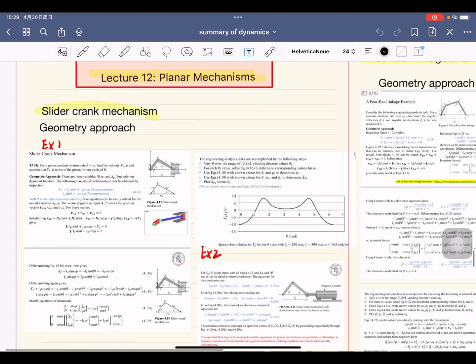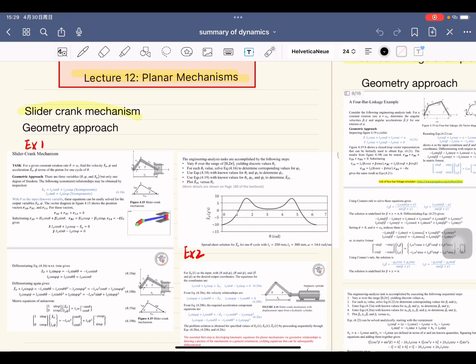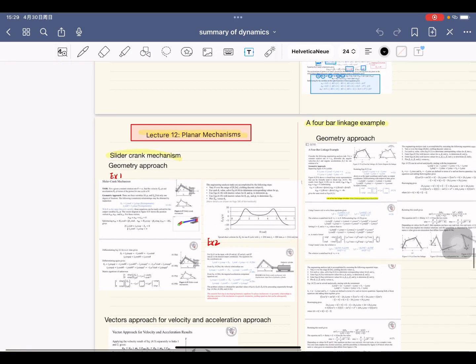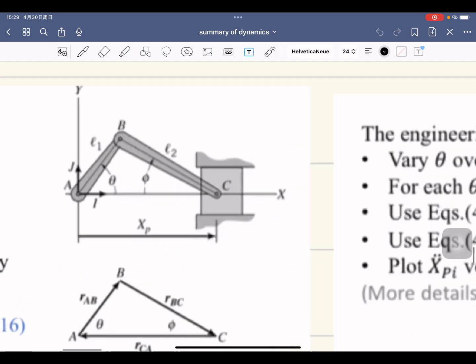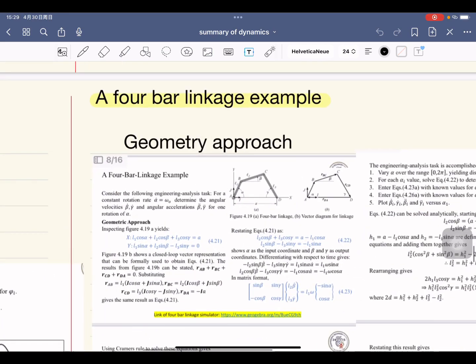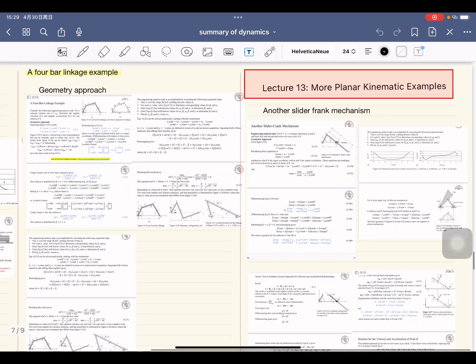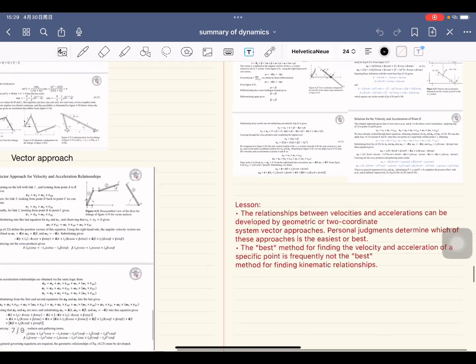Now we will start a new model. It's about planar mechanisms, the slider crank mechanism, geometry approach. We will include two models for this lecture. One is the slider crank mechanism. It looks like this one. And one is the 4-bar linkage example. Okay. And next lecture we will also study the 4-bar or 2-bar linkage for rigid body.